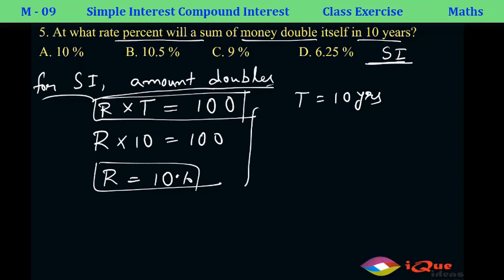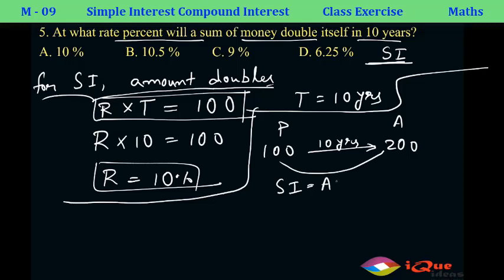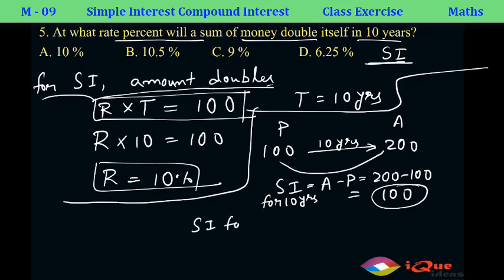But in case if you don't remember this, then there is another way to look at it. Let's see. Suppose principal amount is 100. That means after 10 years, the final amount will become 200 because the amount has doubled. That means the simple interest value will be equal to the amount minus principal, which is 200 minus 100. That is equal to 100 rupees. So simple interest for 10 years is 100 rupees. This is for 10 years, right? That means simple interest for 1 year will be equal to 100 upon 10, because 10 years interest is 100. So for 1 year it will be 100 upon 10, that is 10 rupees, right?